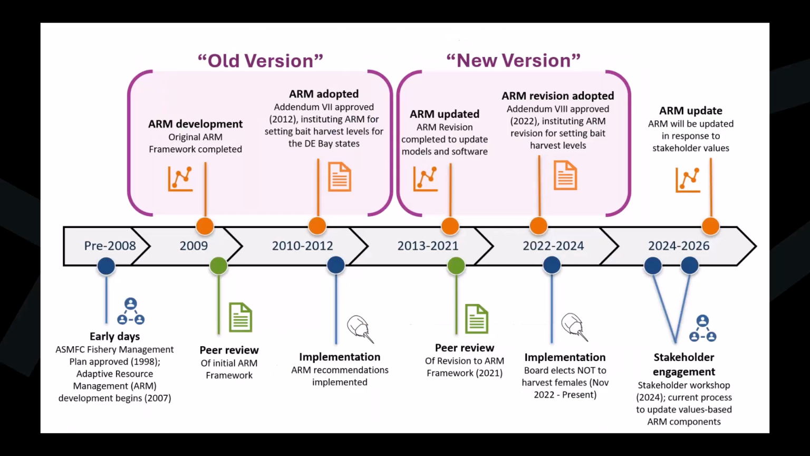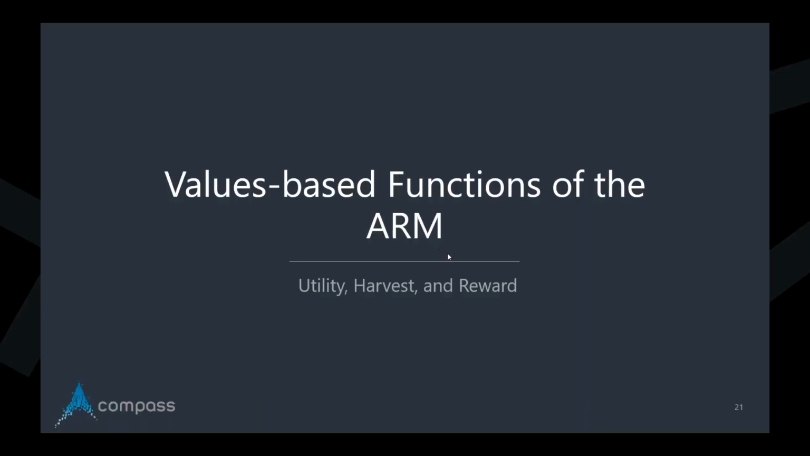For the rest of this presentation, we're going to break it down into two parts. Connor McGowan is going to talk about the more original or older version of the ARM framework, particularly the utility, reward, and harvest functions. And then Brian Neuse is going to talk about the new versions and how they've been updated and currently exist. So with that, I'm going to turn it over to Connor.